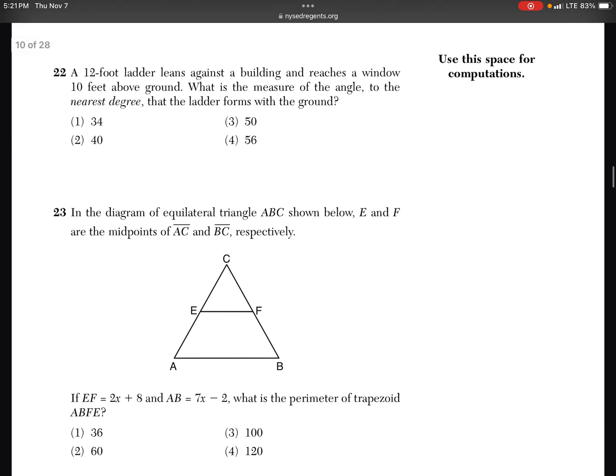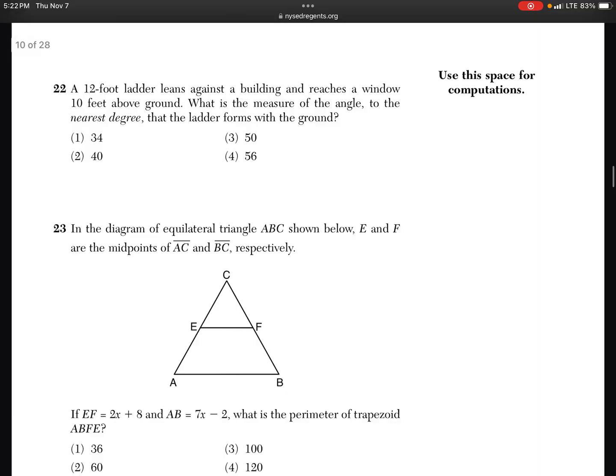Number 22, a 12-foot ladder leans against a building and reaches a window 10 feet above ground. What is the measure of the angle to the nearest degree that the ladder forms with the ground? I don't have a calculator, so I'm going to try and do trigonometry in my head. We have a 10 and a 12, so the sine of the angle would be 10 over 12. So sine of the angle is like 5/6.